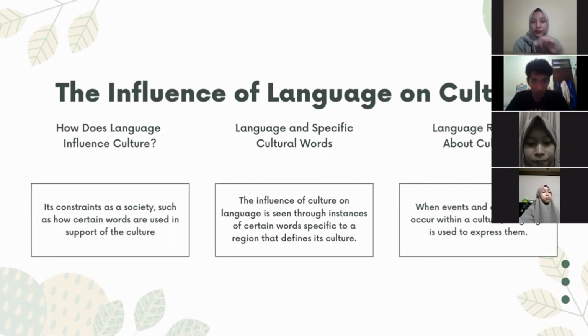The third one is language reveals about culture. Language and culture are dependent upon each other. When events and experiences occur within a culture, language is used to express them. For example, to an outsider, the words that evolve from culture have no meaning, but to the insiders, words resonate in an oral tradition, like storytelling. This example shows the necessity of having an understanding of a culture, not just its language.